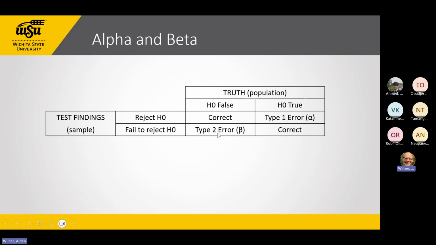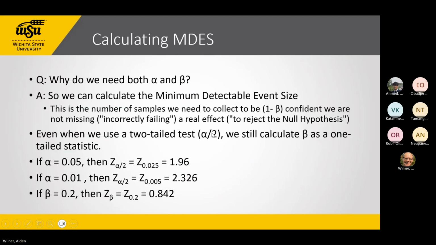So here's again alpha and beta. Alpha is here, beta is here. H0 is true, but we rejected it. H0 is false, but we failed to reject it. So why? We want to detect our minimum detectable effect. How many samples do we need to collect? How long do we run this experiment for?